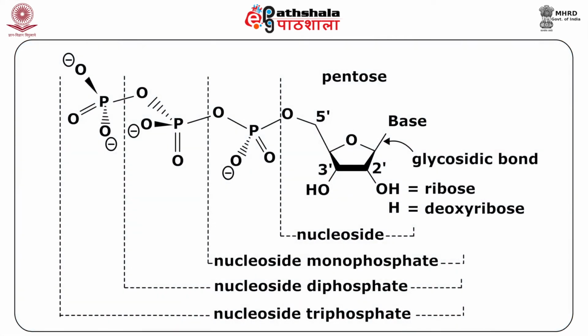Now let's look at this figure. We can see the glycosidic linkage linking the base to the pentose sugar, and there are 3 such hydroxyls in the ribose moiety, present at the 2', 3' and 5' positions. Any of these hydroxyls can be phosphorylated. In this particular figure, they are phosphorylated at the 5' position.